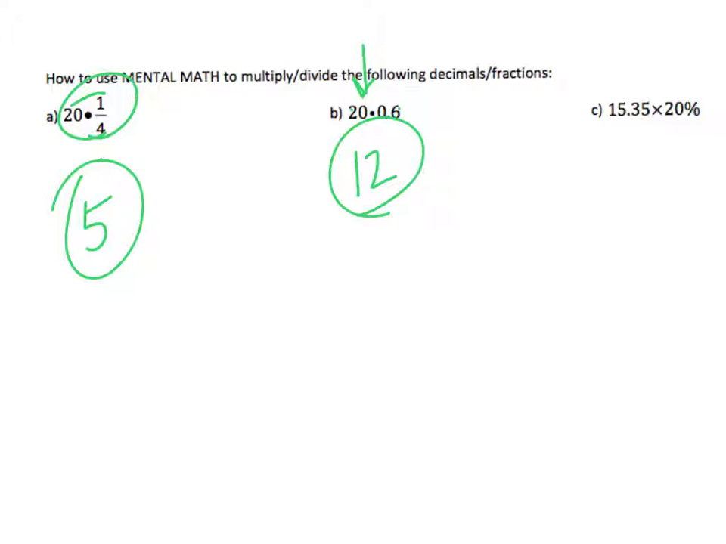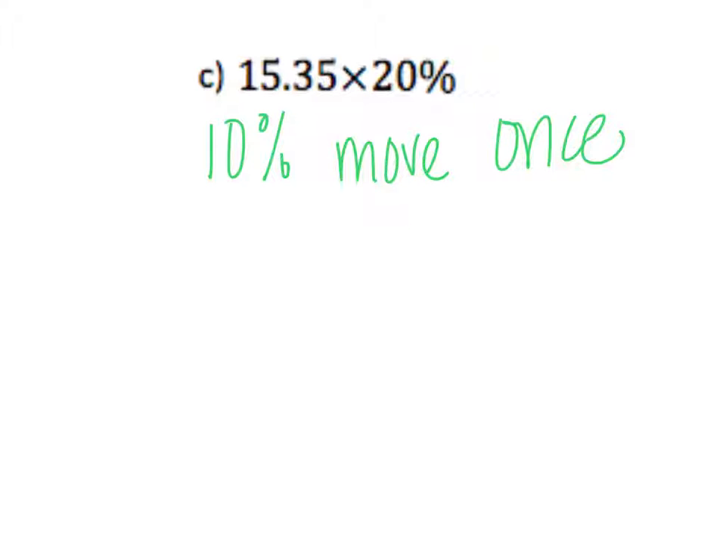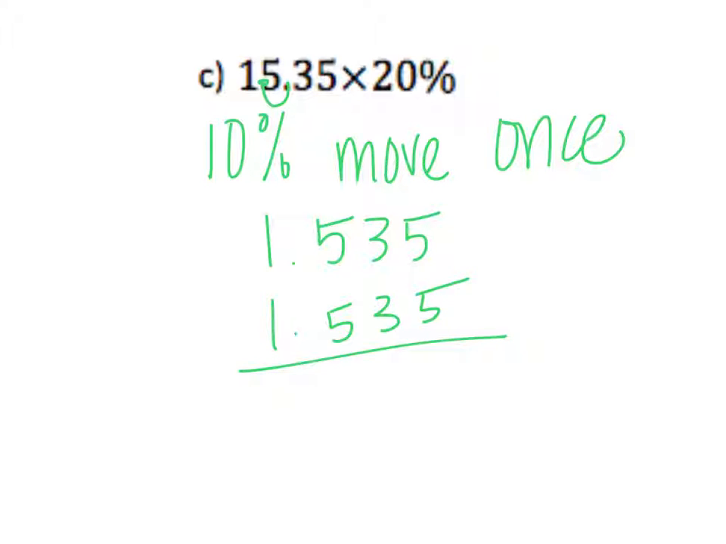And now what I would do with the 20%, this is my favorite trick. If you're ever at a restaurant and you need to tip, 20% is usually a good tip. So here's what I would do. I would find 10% first. How I would do that is I would move the decimal place over once to the left. So it's 1.535. That's 10%. To get 20%, you can multiply that by 2, or you can just add it to itself. So if you like multiplying, you can do that. If you like adding, you can do this too. That's 0, that's 7, that's 0, and that's 3.